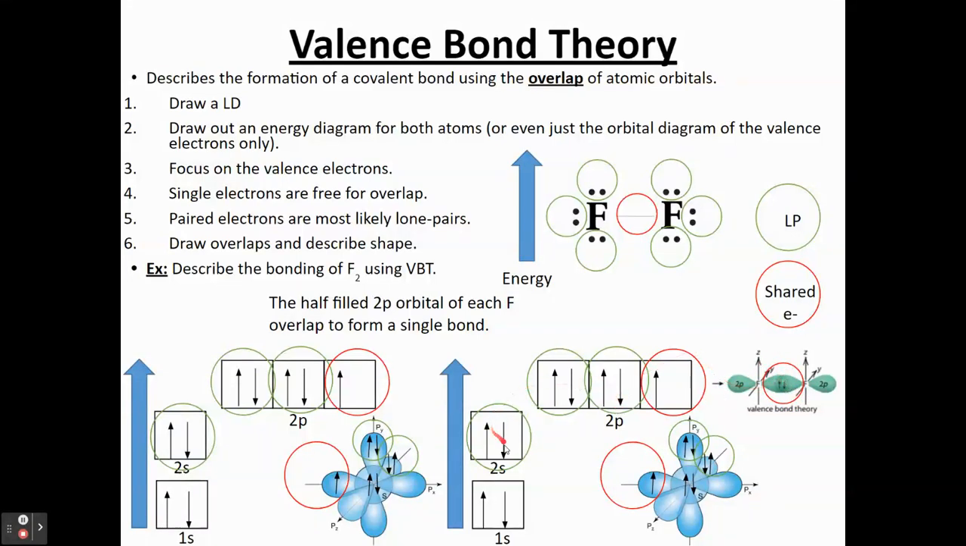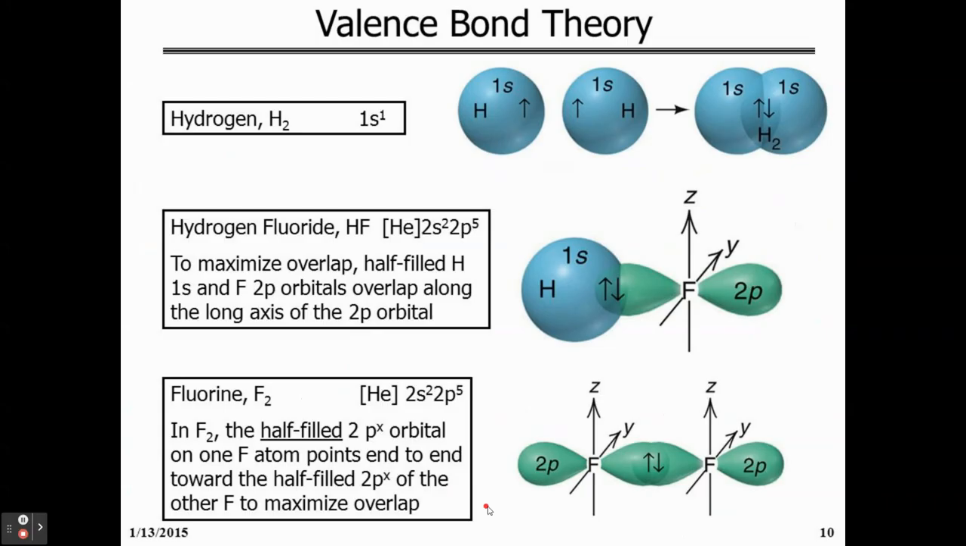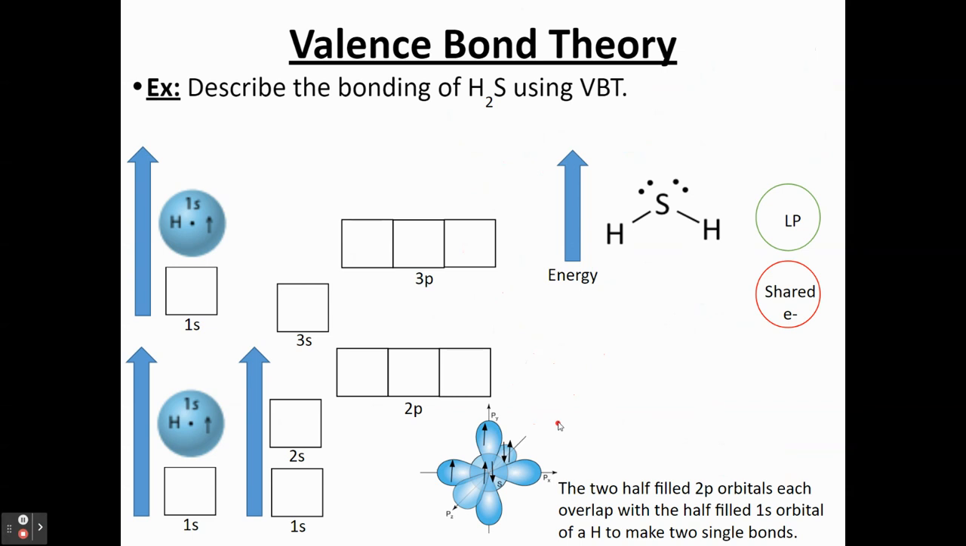And then the other parts here, these will be the lone pairs on one fluorine, and these are the lone pairs on the other fluorine. We don't really focus on the 1s here because that's not part of the valence electrons. And so that is valence bond theory in a nutshell. In the next videos, we'll do some more practice problems showing bonding with valence bond theory.